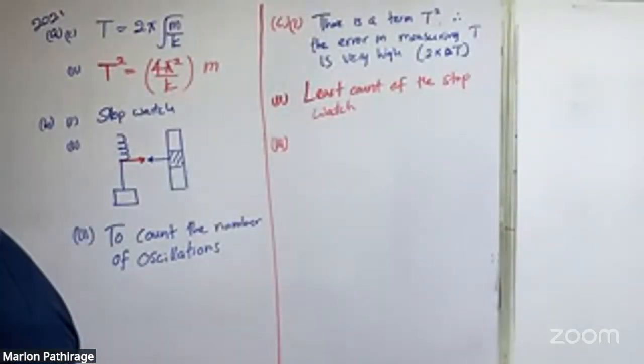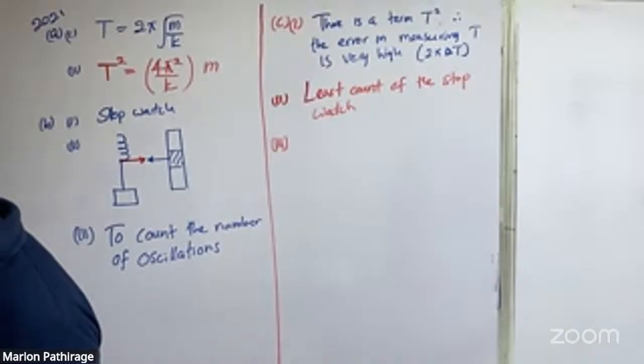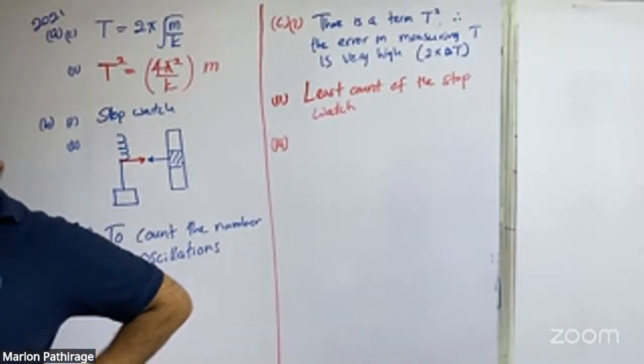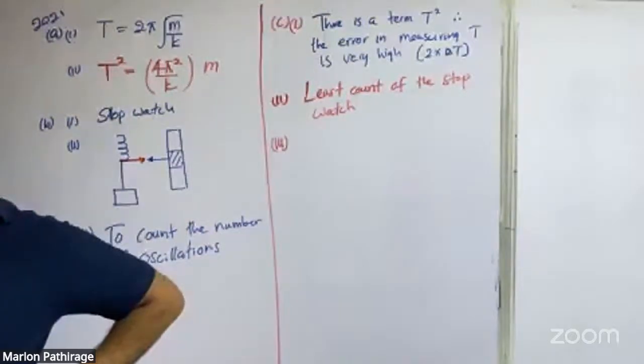Third one. Let the approximate time of oscillation be T. Write down an expression for the minimum number of oscillations N that should be taken, in terms of X and T, in order to obtain the percentage error.